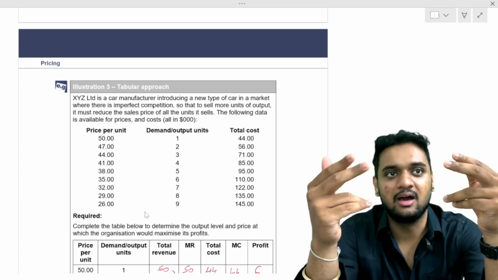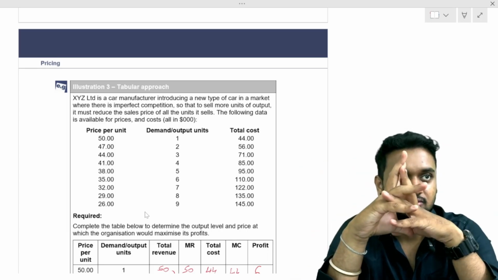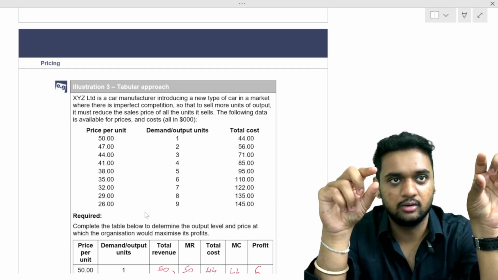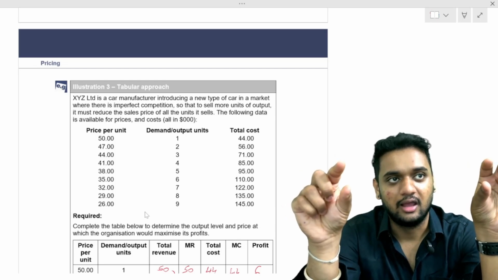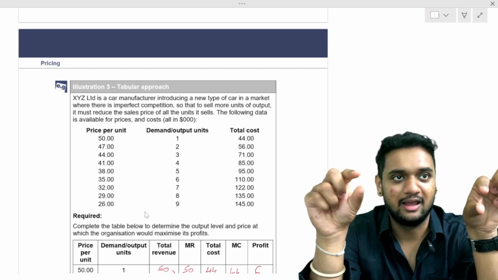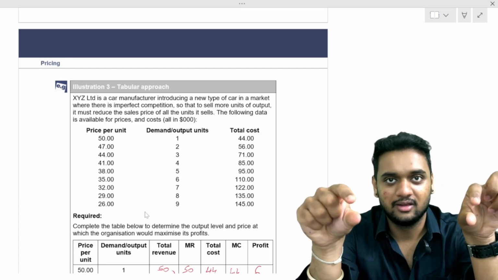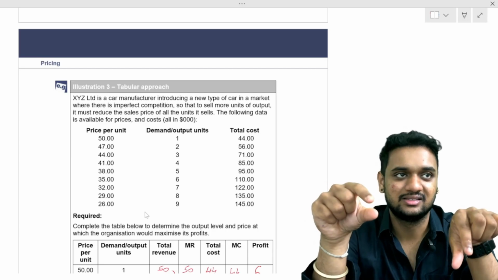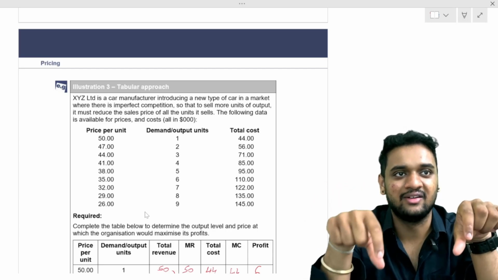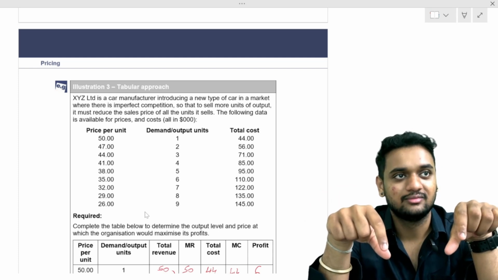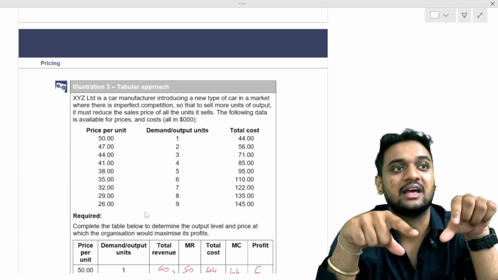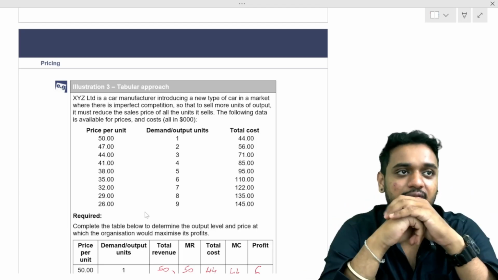The last MR which is higher than MC. MR is 14, MC is 12. MR is 15, MC is 14. MR is 16, MC is 17. Which one will we choose? The second one. The last MR which is higher than MC, we will take.